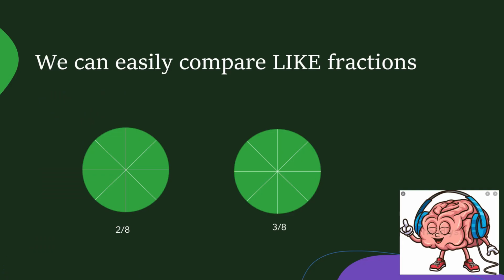It is quite easy to compare like fractions. In the 2 pictures, the circle has been divided into 8 equal parts. If we look at 2 out of 8 and 3 out of 8, which one is bigger? 3 by 8 is bigger.